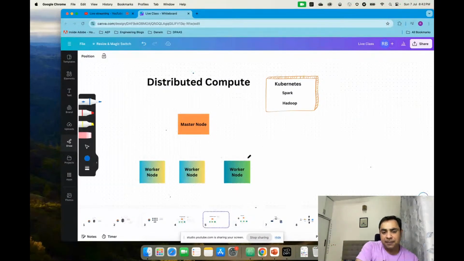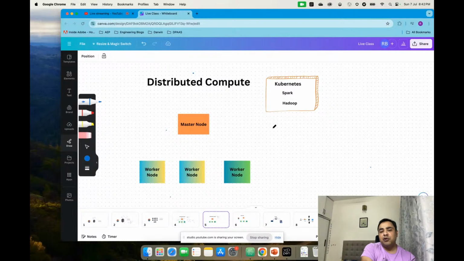Similarly, distributed computing will come into the picture, where instead of storage, you talk about the compute. Earlier the processing was happening on one machine. If you can relate with the same problem, let's make it very simple.